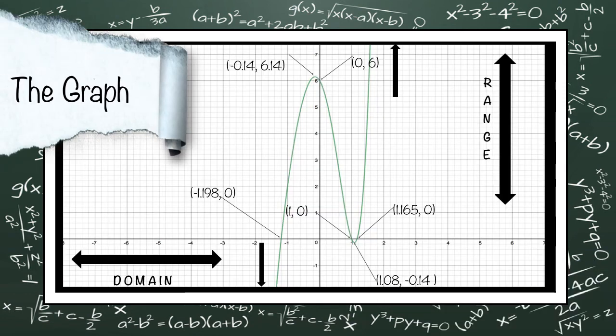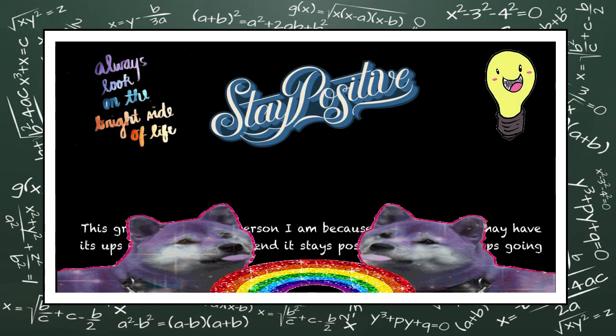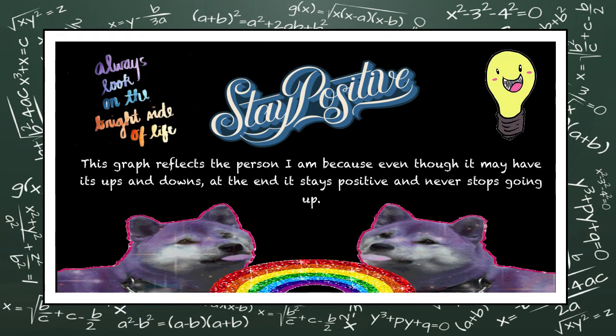This is the visual representation of my graph. This graph reflects the person I am because even though it may have its ups and downs, at the end it stays positive and never stops going up.